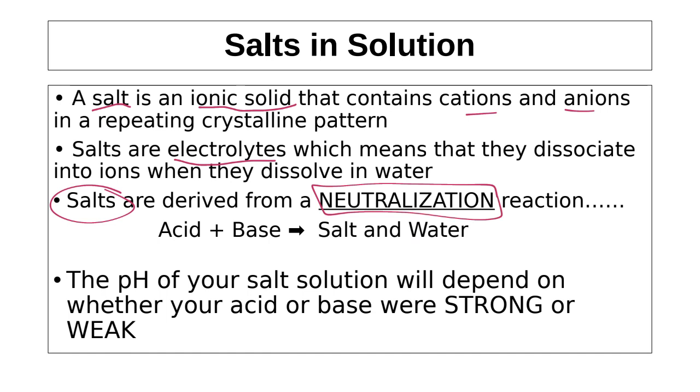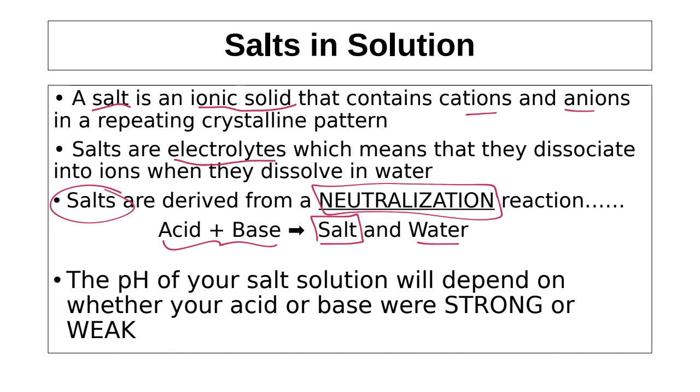So you might recall this basic reaction where we take an acid and a base, and it's a double displacement reaction. The products that we form are always water and then a salt. And the salt is derived from an ion of the acid and an ion of the base.